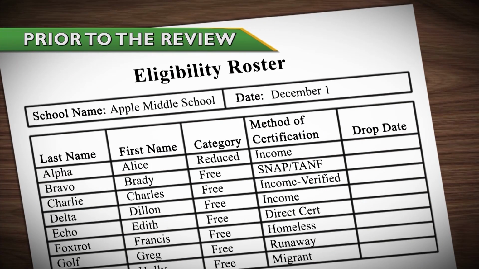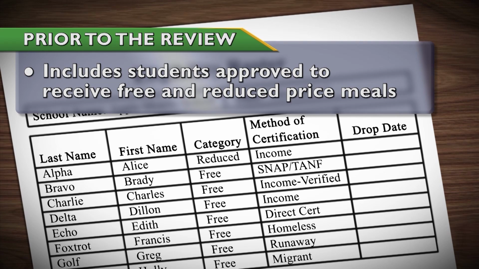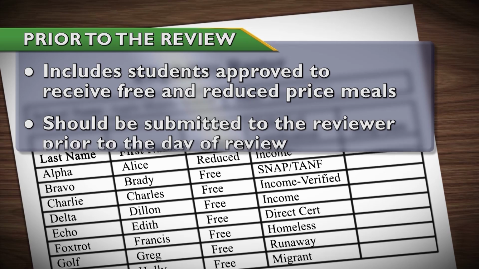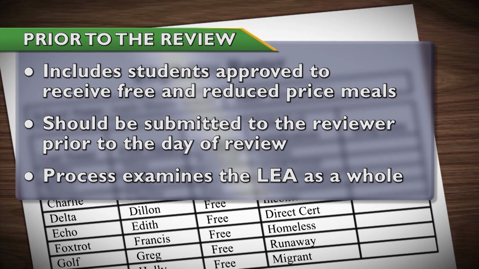The number of students approved for free and reduced price meals should be listed on the benefit issuance document and should be submitted to the reviewer prior to the day of the review. DESE reviewers no longer request applications from a single building or school. The process now examines the LEA as a whole.